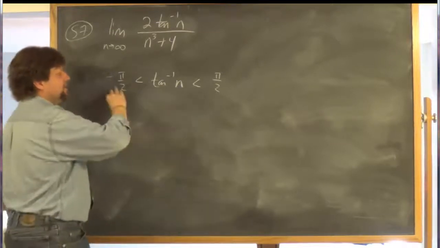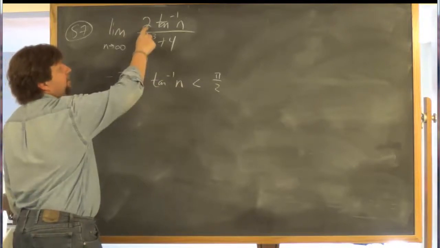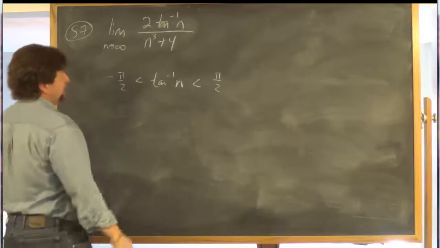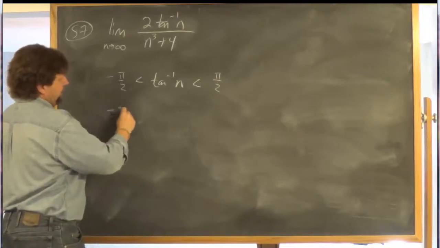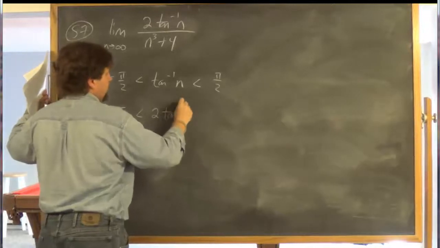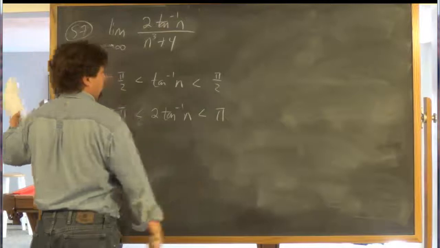Well, if inverse tangent is trapped between negative pi over 2 and pi over 2, to get a 2 here, all I have to do is multiply each piece here by 2. So I multiply by 2, and that gives me negative pi less than 2 inverse tangent n less than pi.